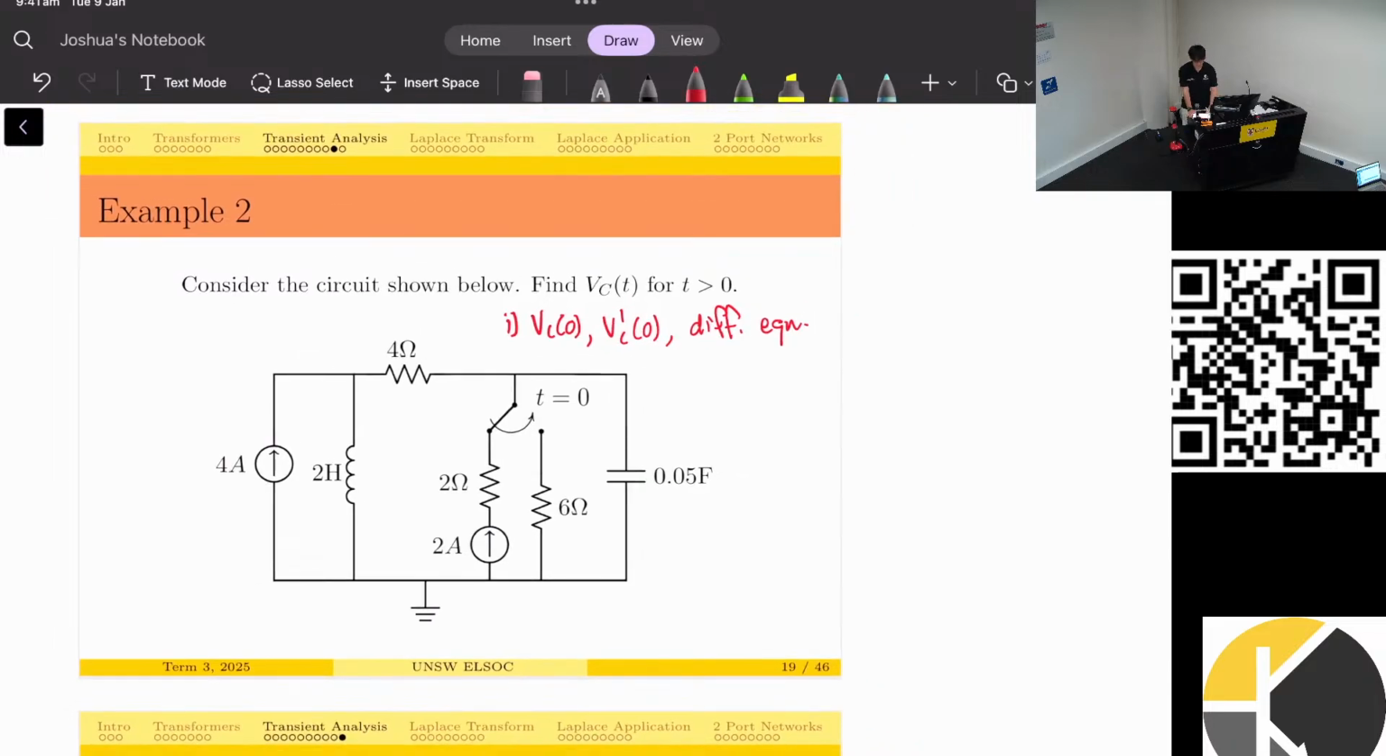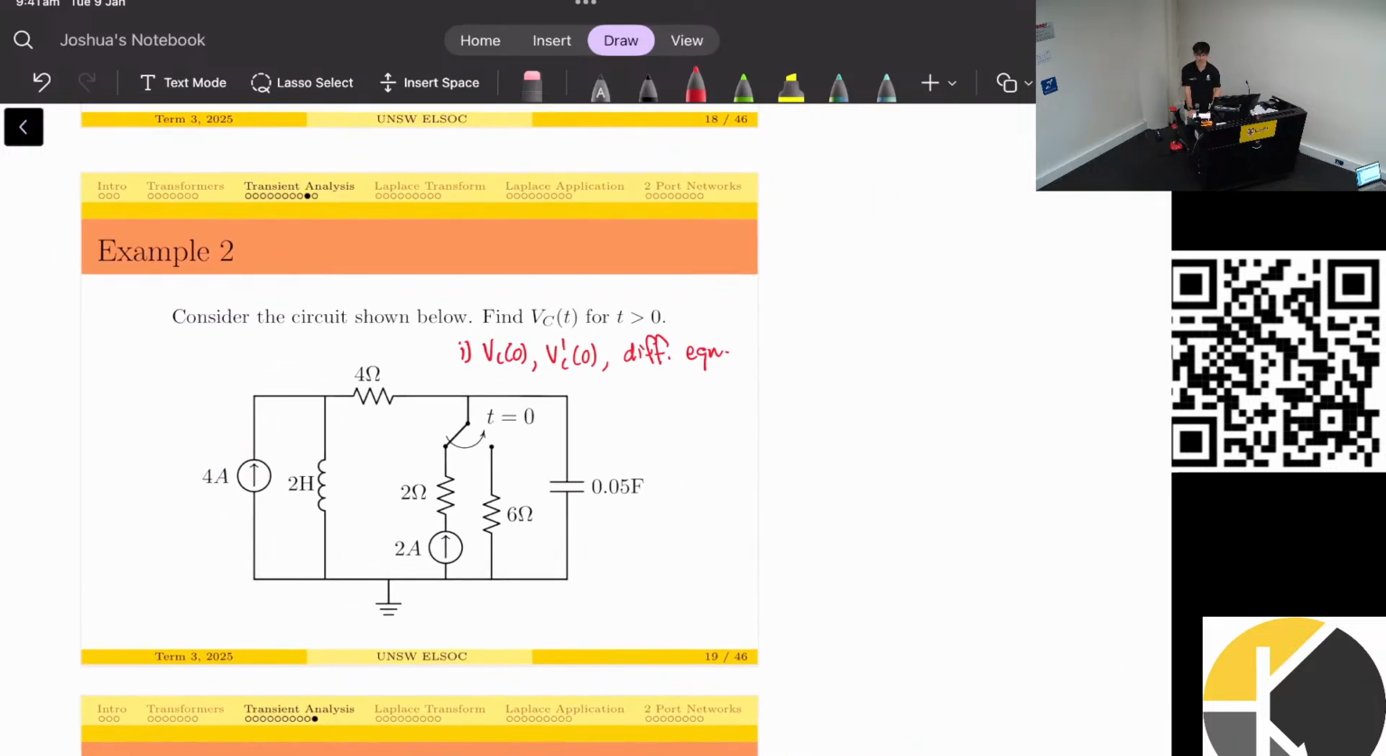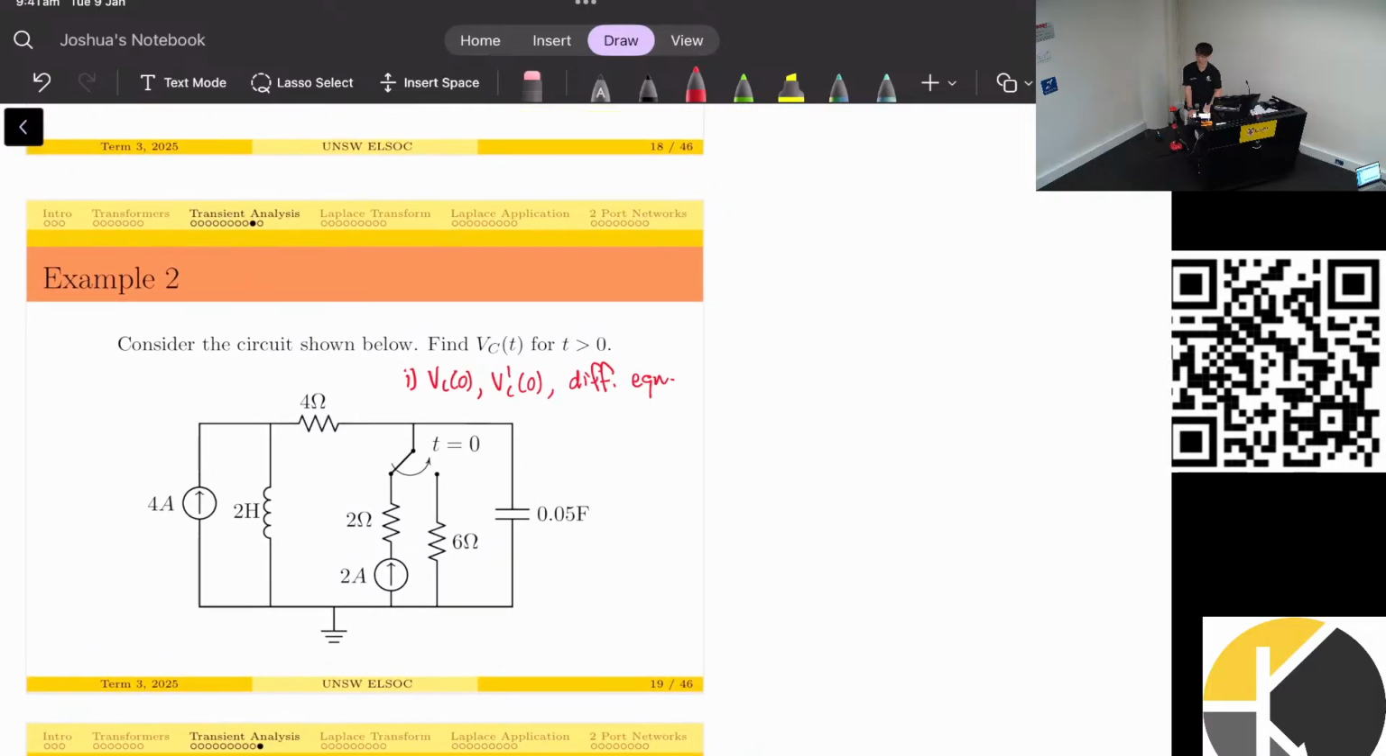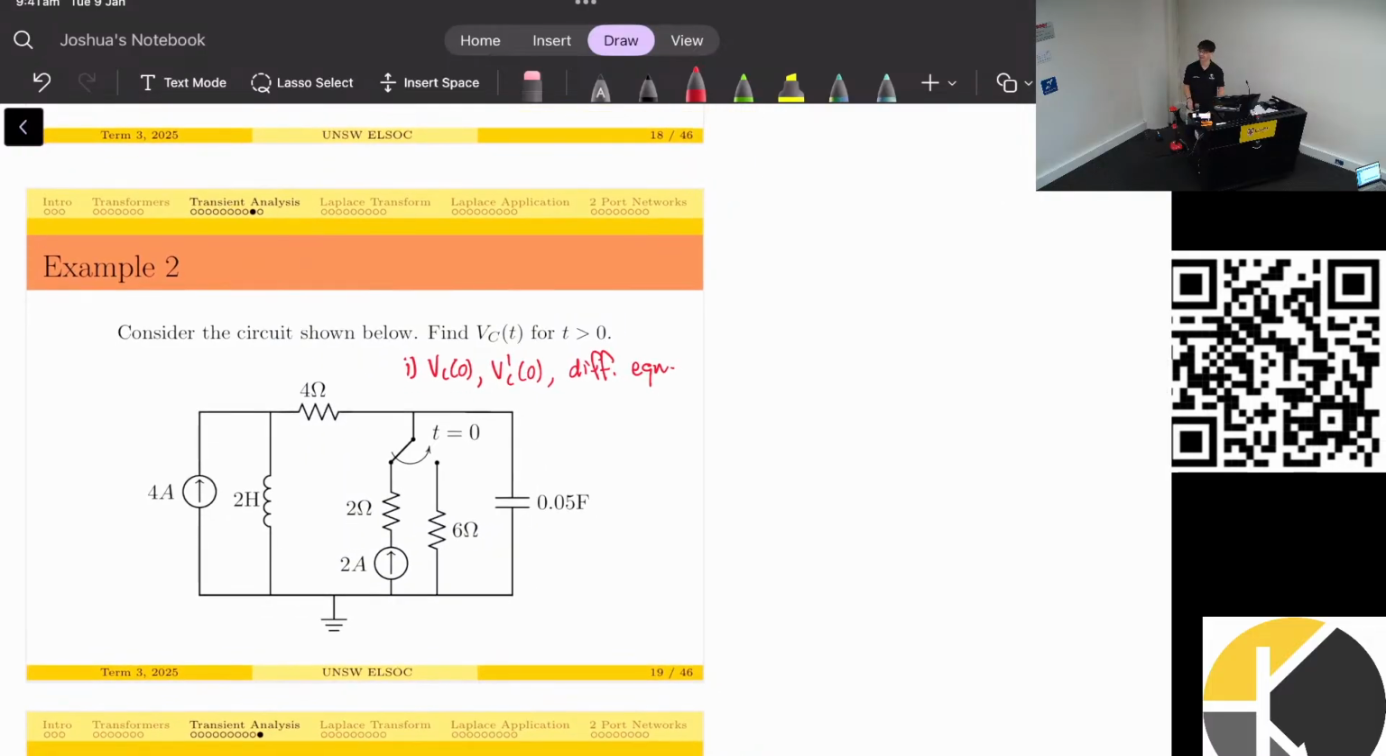I'll just skip the first one because it's in the past papers and you already have the solutions, so you can try it in your own time. This is the one that I made, so we can try this one.